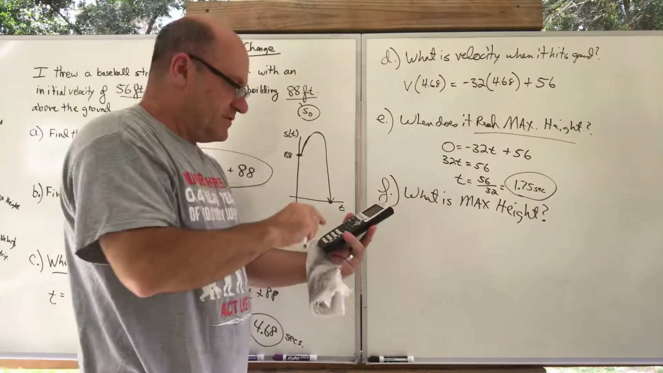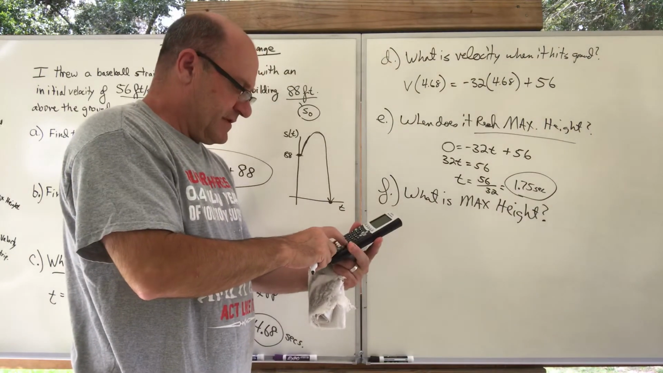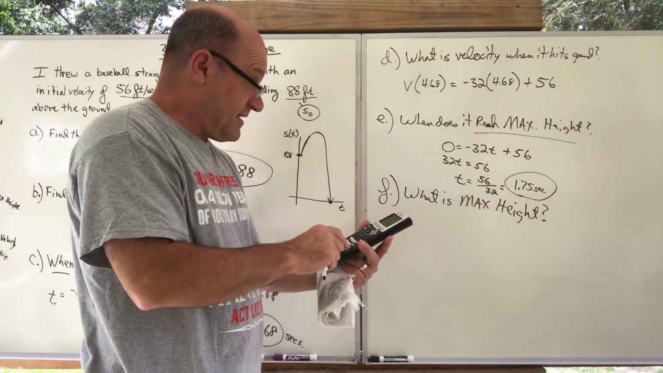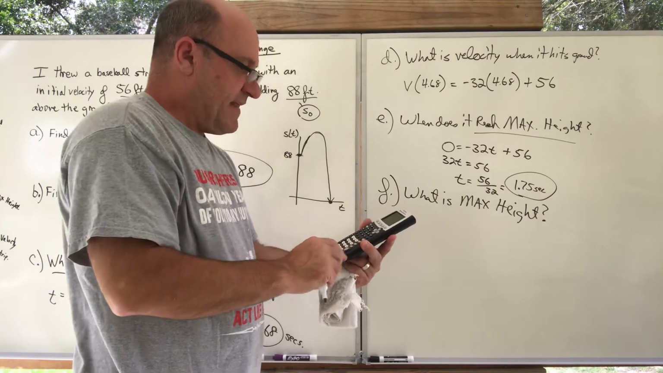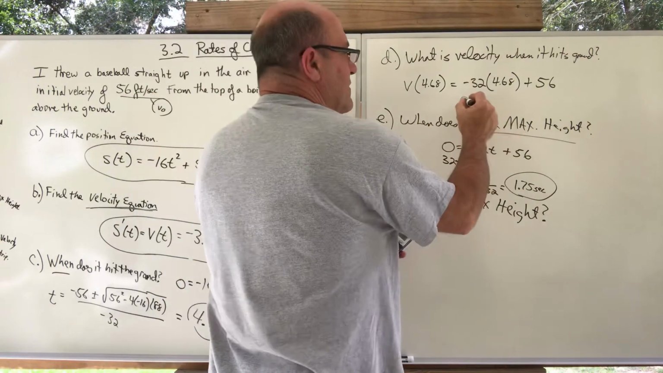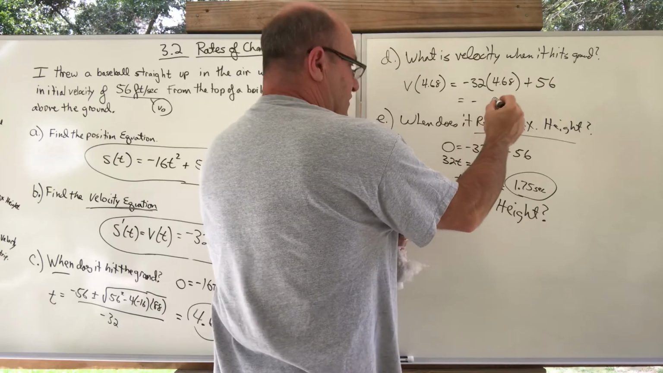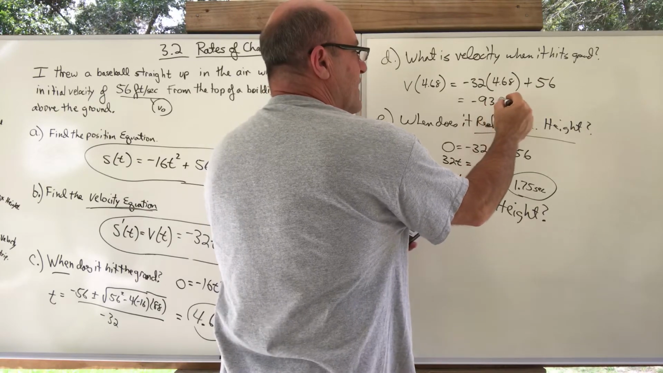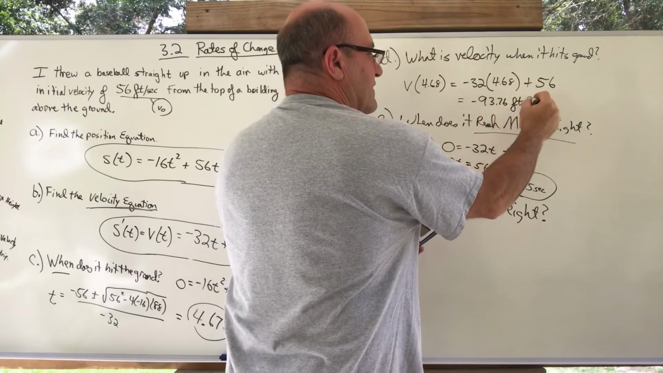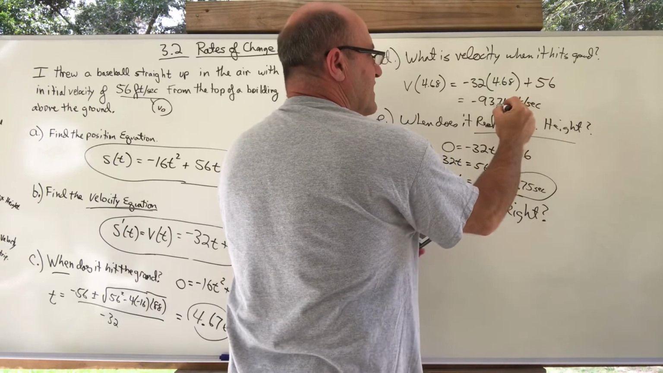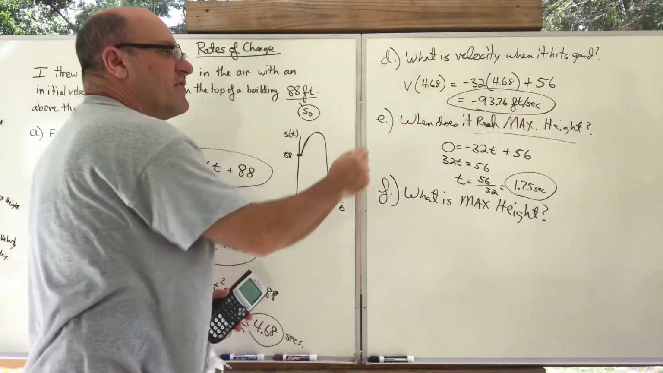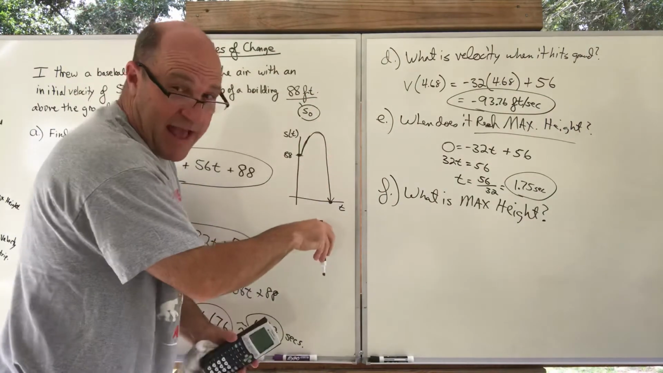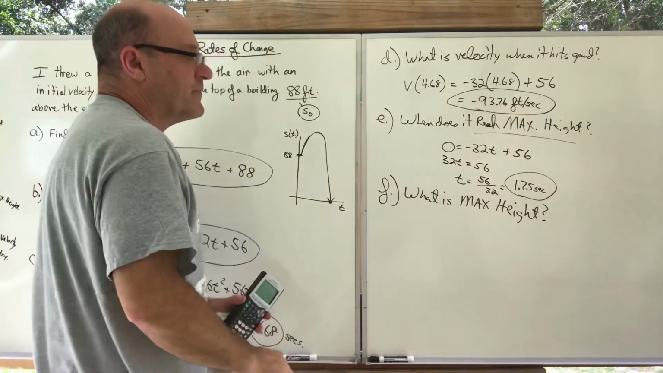By the way, let's just do this one. Negative 32 times that 4.68 plus 56. That was a negative. Velocity can be negative. This was negative 93.76 feet per second. That's the velocity, feet per second. That's when it hit the ground. It was traveling very fast, and it was traveling in a downwards direction, so it was negative.